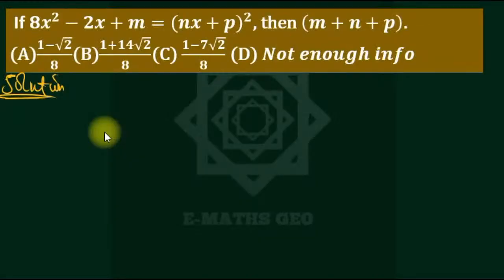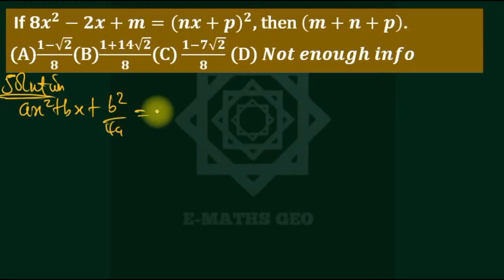So let's say if 8x squared minus 2x plus m equals nx plus p all squared, then find m plus n plus p. So we are going to use the knowledge that given a quadratic function ax squared plus bx, if we add b squared over 4a, it will be a perfect square. Yes. So whenever you add b squared over 4a to a quadratic function, that's ax squared plus bx, it will turn to a perfect square.